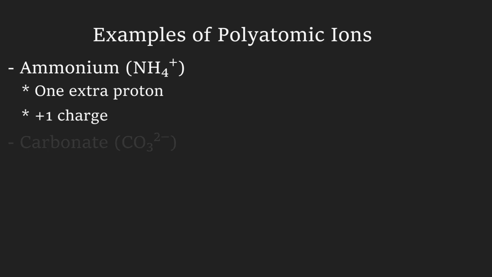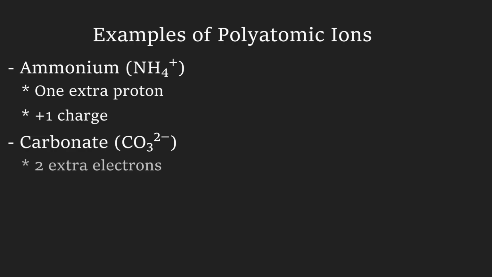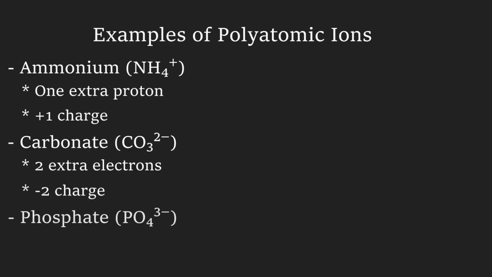Another example is carbonate, which is composed of 1 carbon atom covalently bonded to 3 oxygen atoms. The group has 2 extra electrons compared to the total number of protons, resulting in a -2 charge. A final example is phosphate, which is formed from 1 phosphorus atom covalently bonded to 4 oxygen atoms. The phosphate ion has 3 extra electrons, leading to a -3 charge.